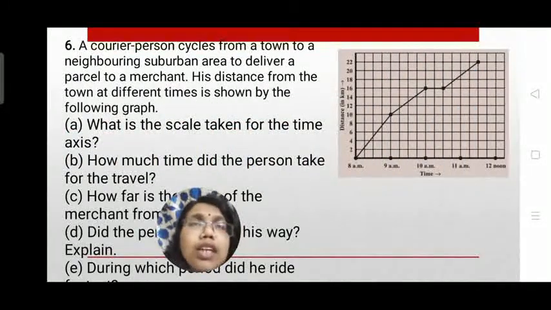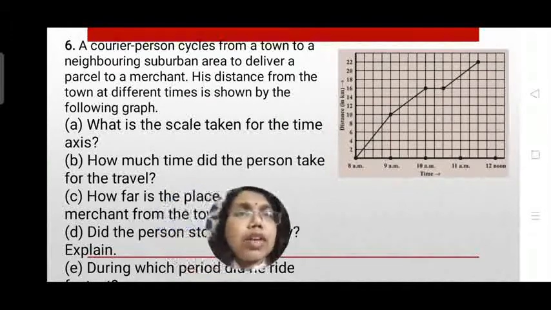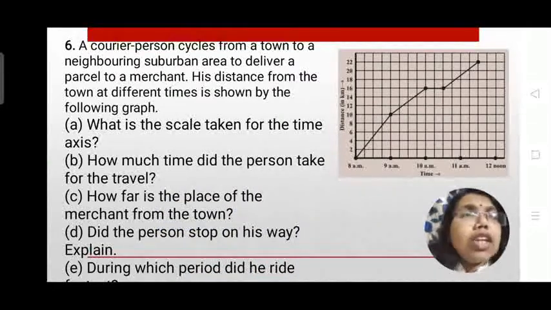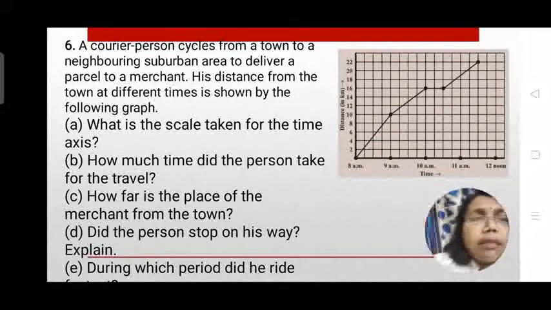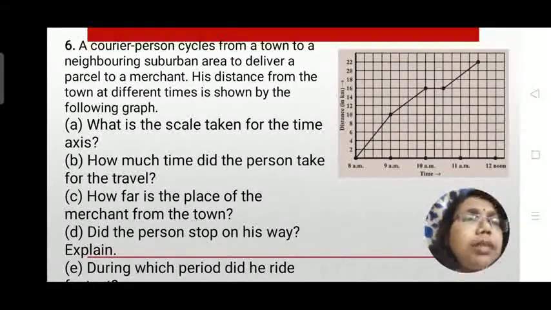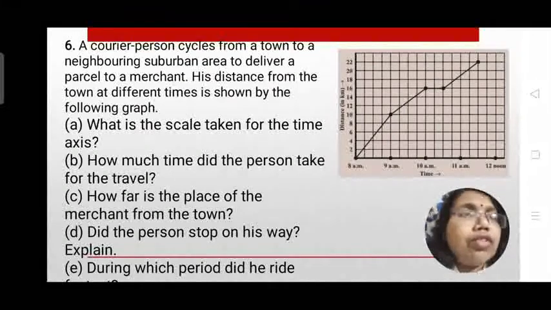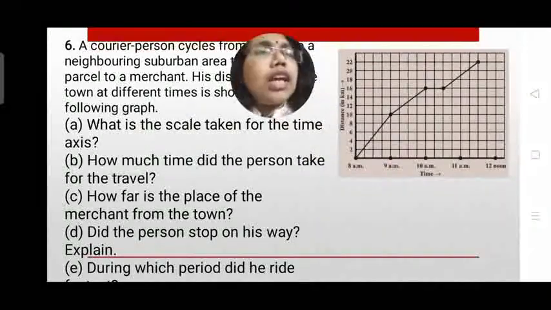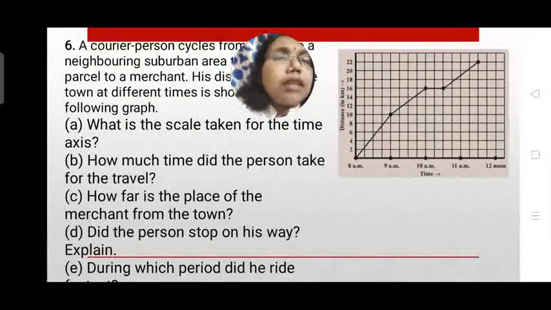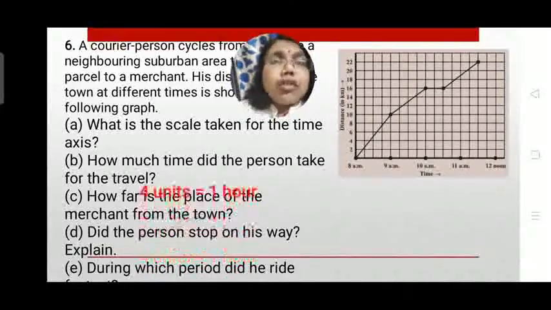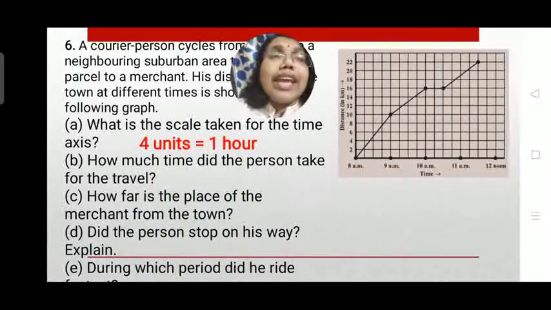Now next, a courier person cycles from a town in the neighboring suburban area to deliver a parcel to a merchant. His distance from the town at different times is shown by the following graph. What is the scale taken for the time axis? Scale taken: how many centimeters equal how many hours or how many kilometers, we have to find out. So for the time, we could see that each hour is shown by 4 boxes. That means the scale taken is 4 centimeters equals 1 hour on the x-axis.